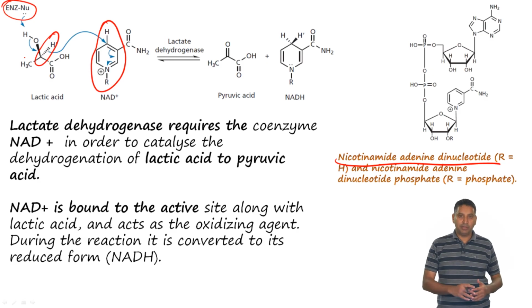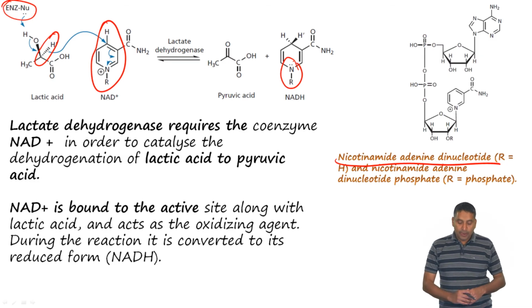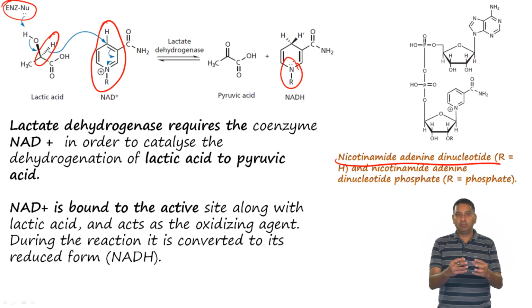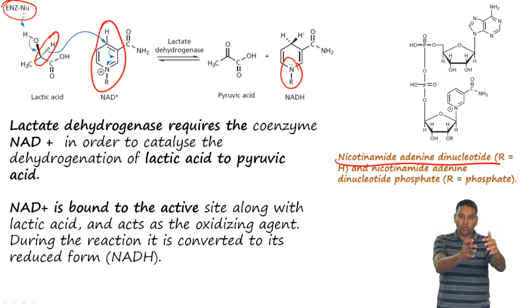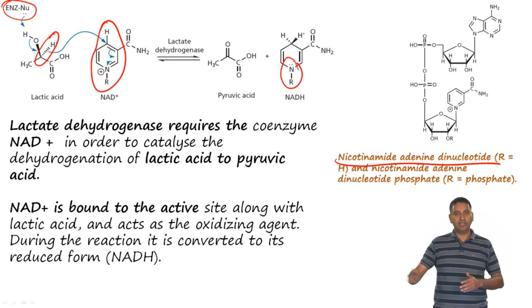So, here NAD plus becomes a neutral NADH. The enzyme we are talking about here is lactate dehydrogenase, and the substrate for this is lactic acid. Now, NAD plus has to be bound at the active site along with lactic acid. So, in this enzyme, lactate dehydrogenase, it is expected that you would have a binding site for lactic acid and a binding site for NAD+. Once the binding occurs, oxidation is facilitated and you form pyruvic acid, which then dissociates.